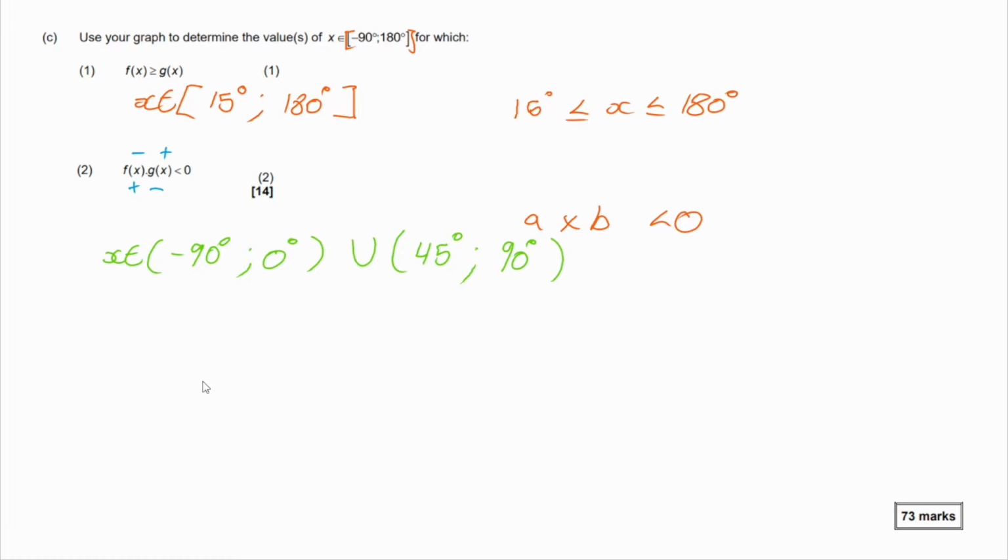Hopefully that made sense. This is the first half of the paper done, section A. So essentially half of the paper, 73 marks out of 150.